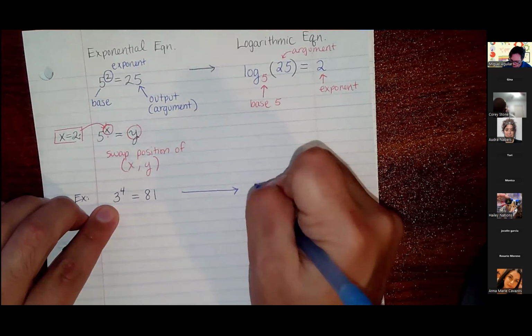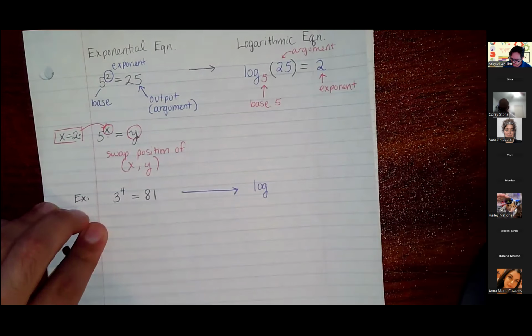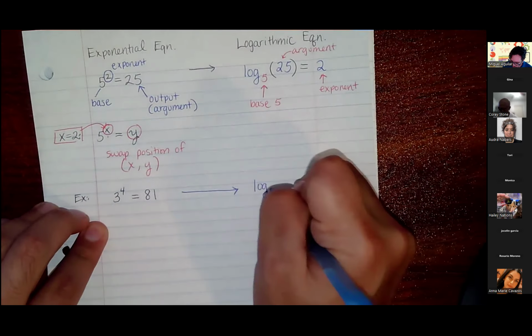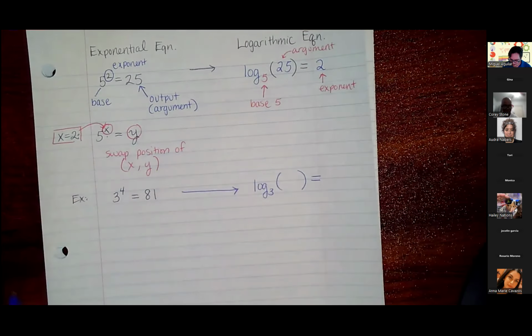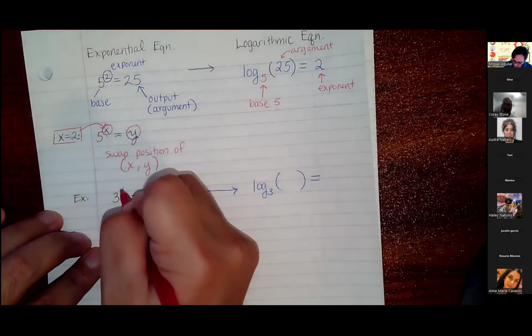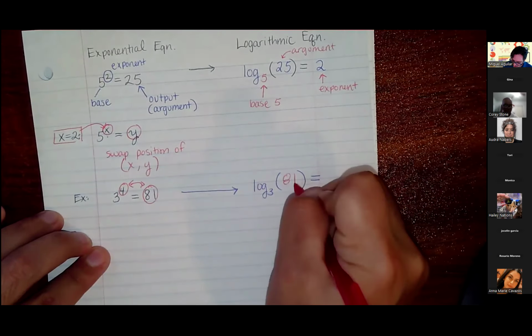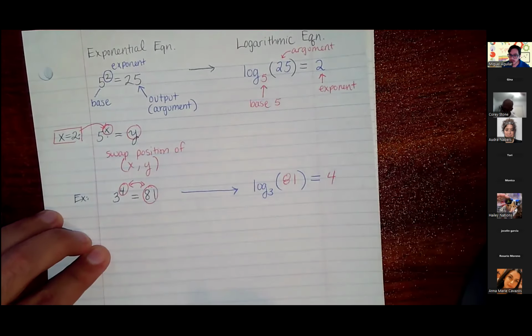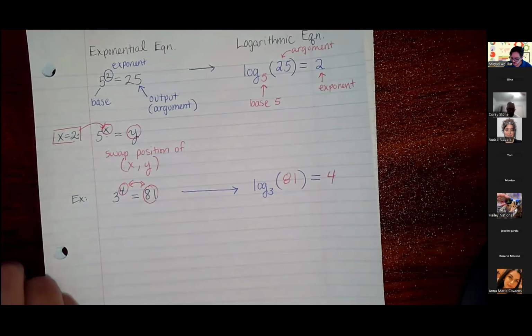First, write the word log, and then tell me what is the base of this exponential equation. 3. So I'm going to put log base 3, open up the parentheses, put the equal sign down. Then, because a logarithm is an inverse of an exponential, I'm going to take the x and the y and swap their position. So I'm going to put 81 here and 4 over here. And that's it. Any questions there?